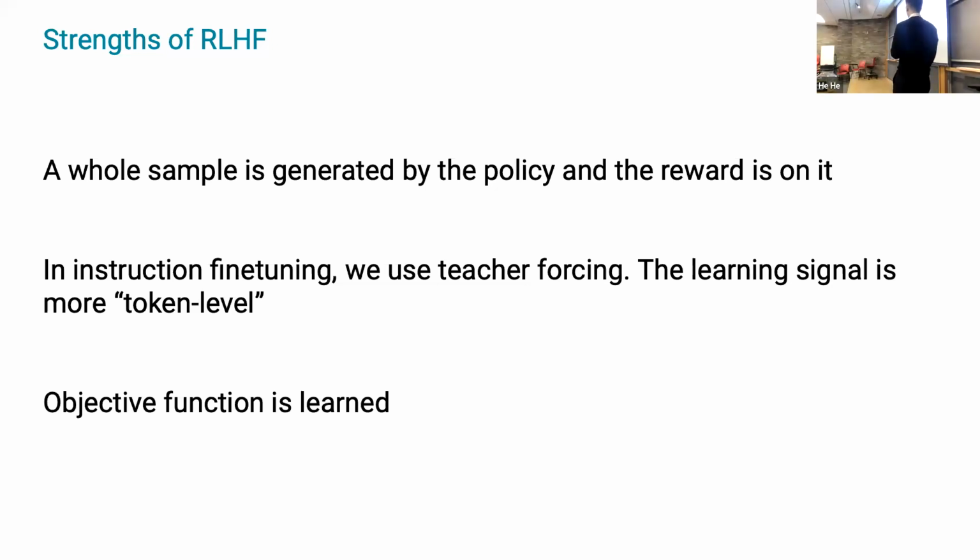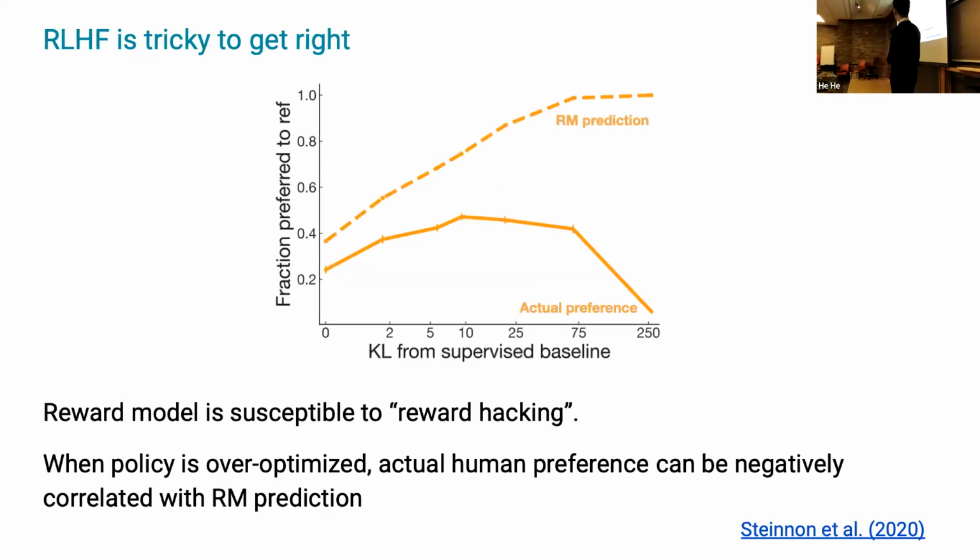And then the thing I mentioned about the objective function being learned, I think this, in my view, is the biggest difference, and we'll get into a little bit more on that. So even with the strengths, there are some weaknesses, because RL is hard to get right. And RLHF with a very, very big policy, like 100 billion parameters, is even harder.